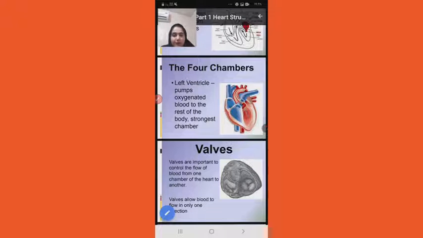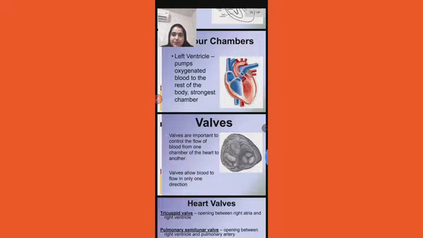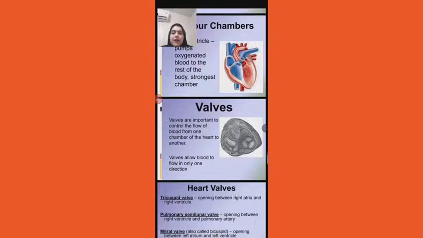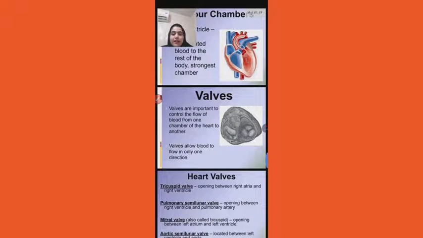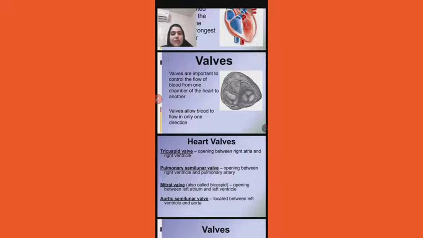And what is the function of the valves? Valves are important to control the flow of blood from one chamber of the heart to another. The valve allows blood to flow in only one direction. Please pay attention to this point. They allow blood to flow in one direction, only one direction.